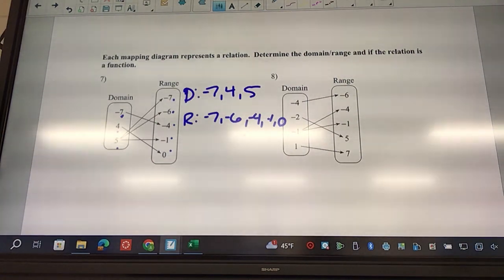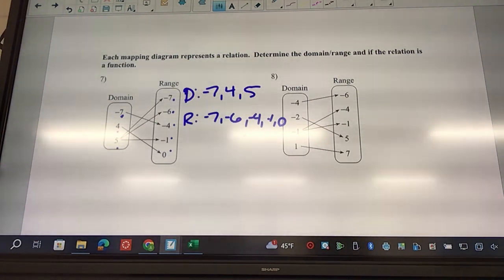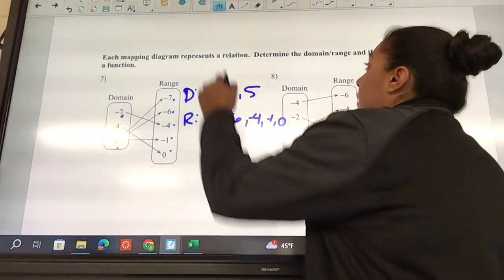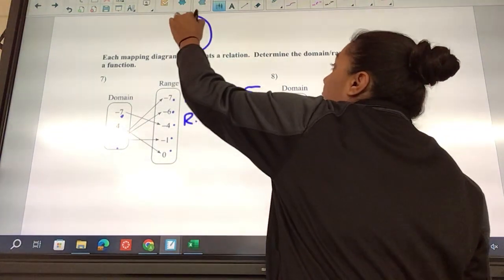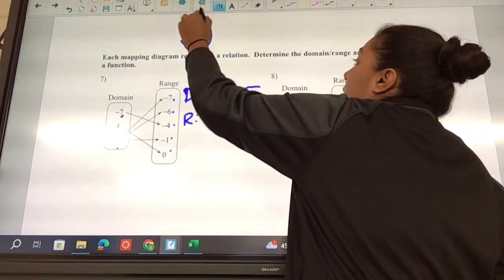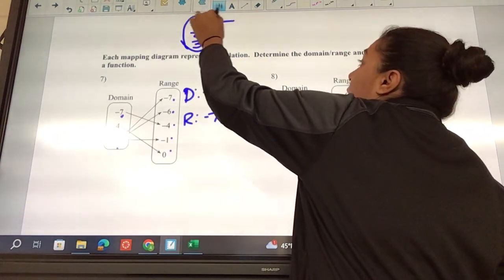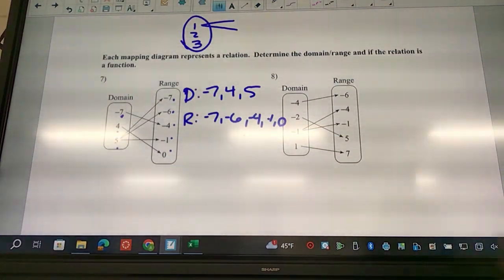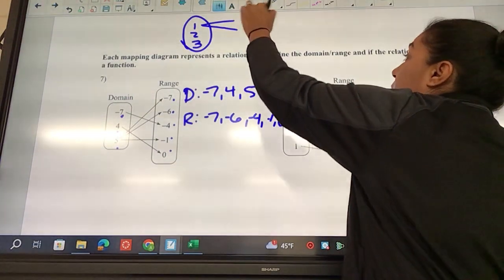Then we need to determine whether it's a function or not. In this case, we might as well draw a picture. If we have 1, 2, and 3, and you have more than one arrow coming off the same number, then it is not a function.